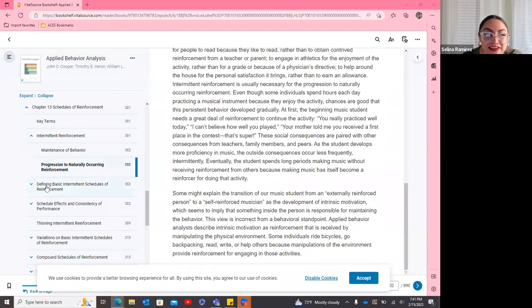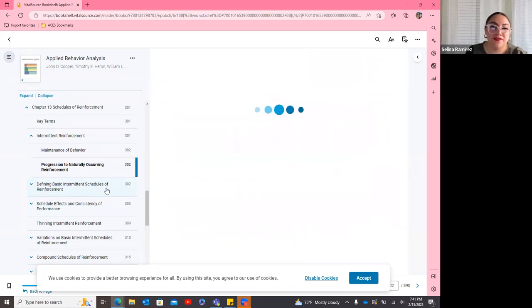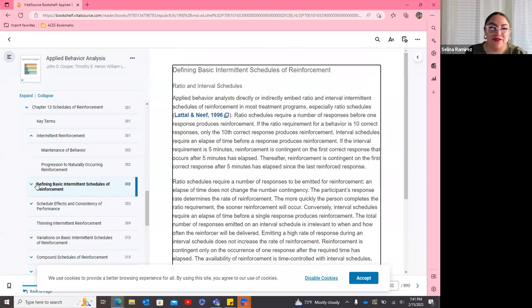Progression to naturally occurring reinforcement. Okay, so that's important. We want to make sure that it progresses to naturally occurring reinforcement because you don't want them to become dependent on every time I clap my hands, she gives me a goldfish, because that's not natural. So it's really important that we change them up to that intermittent schedule to progress them to naturally occurring reinforcement.